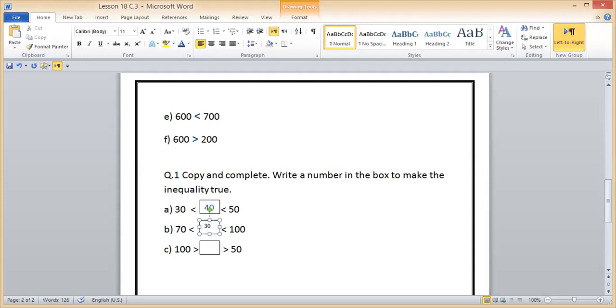This number? It is not correct. You have to write the number which is between 70 and 100. So the number should be bigger than 70. That means the number should come after 70. After 70, what comes? 71, 72, 73. And that number should be less than 100. So you can write 80, you can write 85, you can write 75.